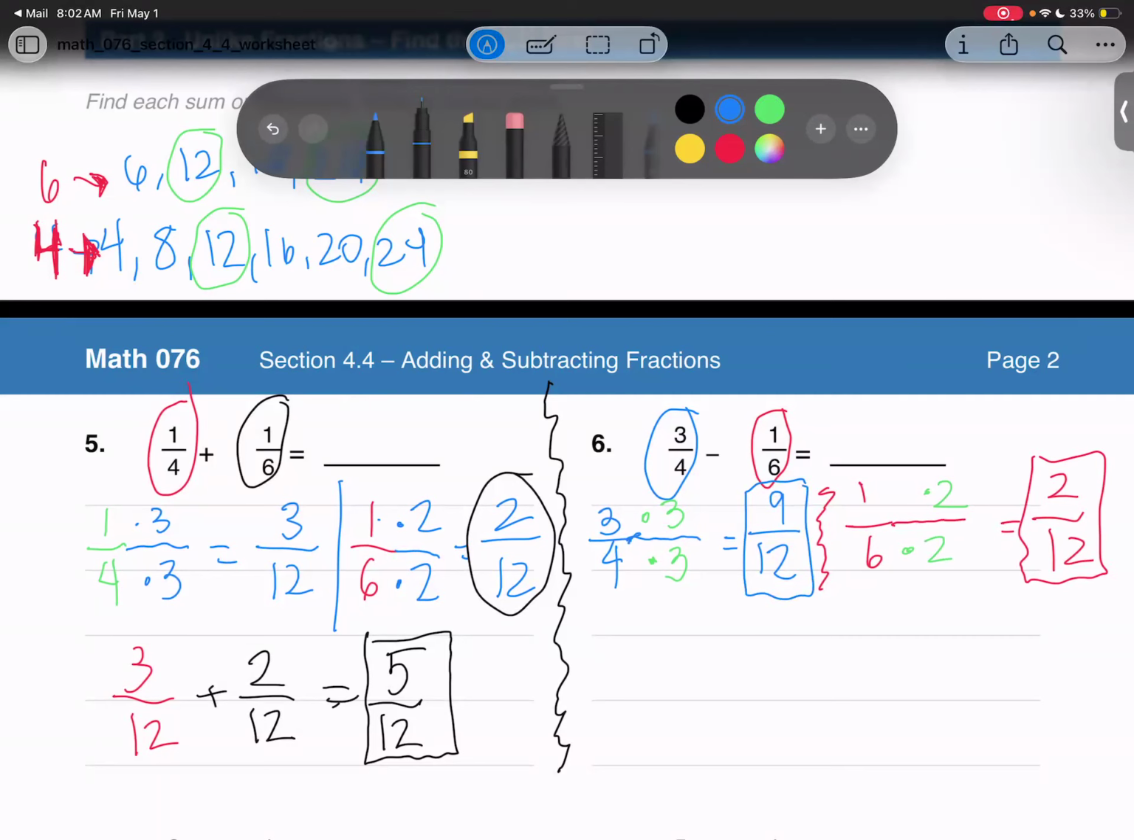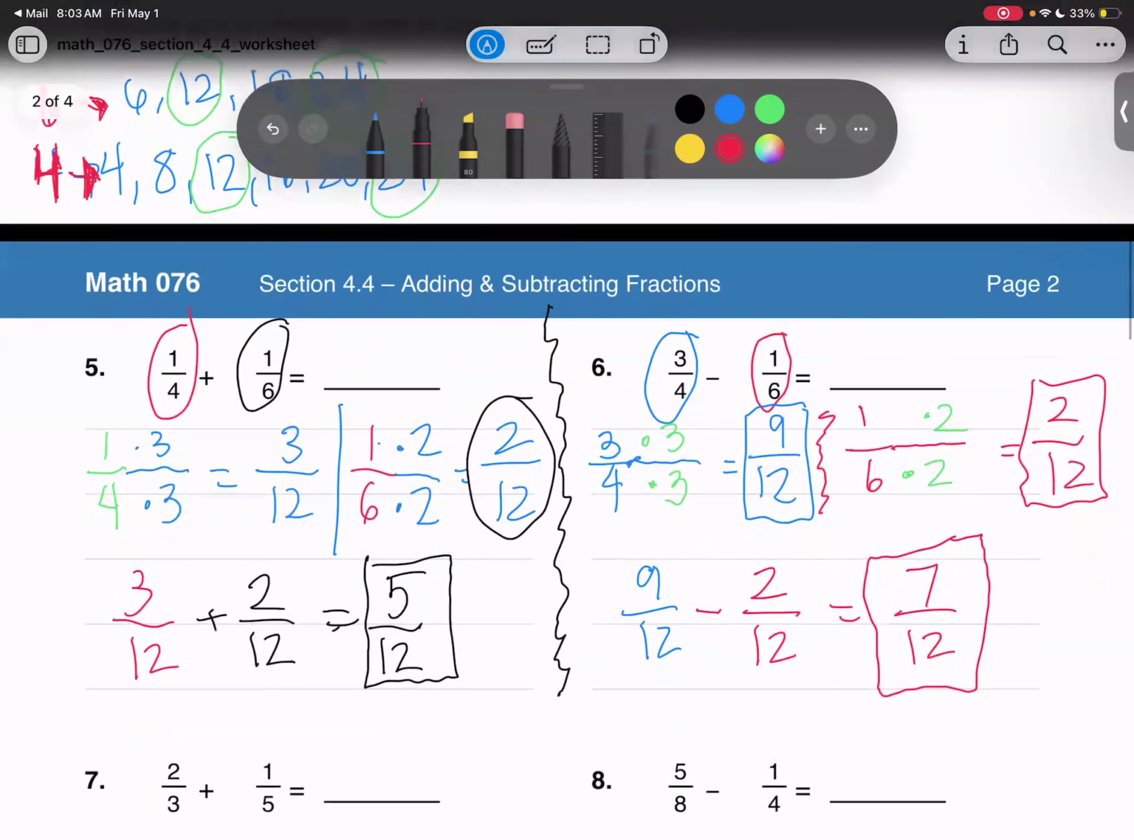Now I'm going to subtract them. 9 12s minus 2 12s. 9 minus 2 gives me 7 12s. And can I reduce this at all? 7, again, is prime. Its only factors are 1 and 7, so it cannot be factored further because 7 doesn't go into 12, and so I am done right here. 7 12ths. It's a lot, I know.